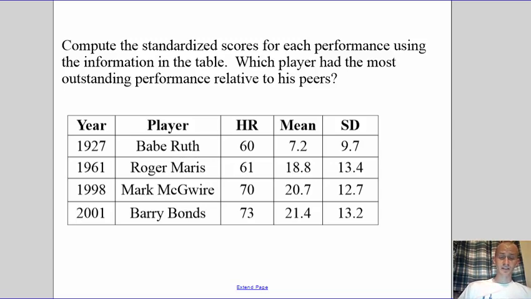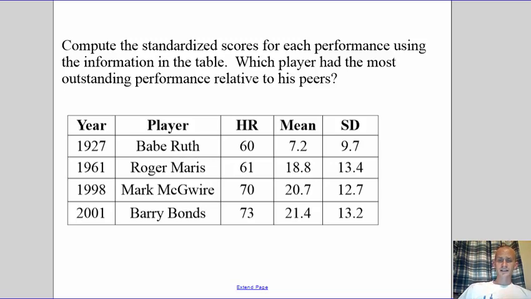So the number is obviously increasing. But so is the mean for all of baseball. That mean column represents all of baseball's mean home runs. So we had 7.8, 7.2, 18.8, 20.7, and 21.4. And you also notice that the standard deviation tends to increase. It kind of leveled off there, but increasing in general.